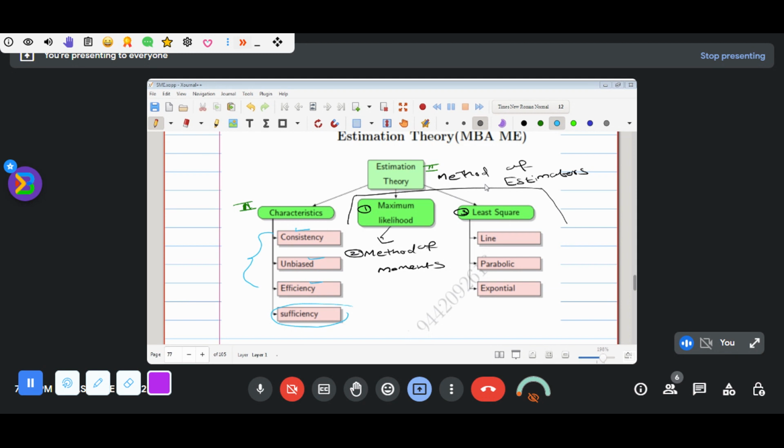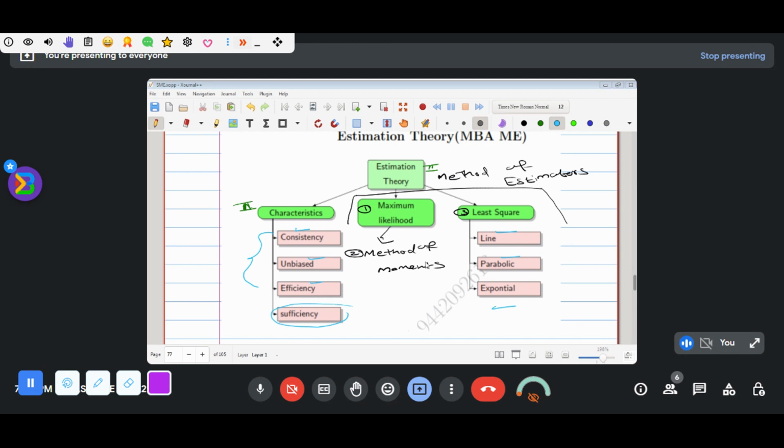The method of the estimator contains three parts. One is maximum likelihood, the second one is the method of moments, and the third one is the method of least squares. The method of least squares contains three types: line, parabolic and exponential. This is the overall content of Unit 1, estimation theory. This topic is completed, meaning this unit is also over.